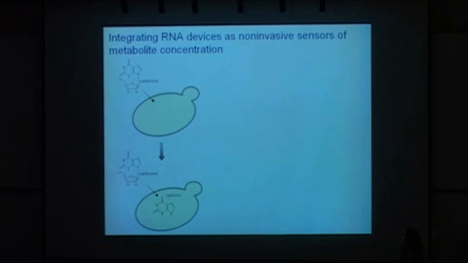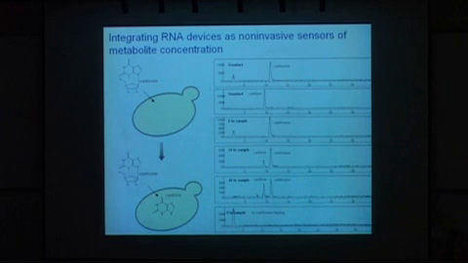In all the examples that I've shown you thus far, we have been exogenously adding the input molecules to our cells of interest. And we wanted to look at whether we're actually able to transmit information that's endogenously present inside of cells to outside of cells. So this is an example where yeast are performing a very simple conversion of a substrate, xanthosine, to the intracellular metabolite xanthine.